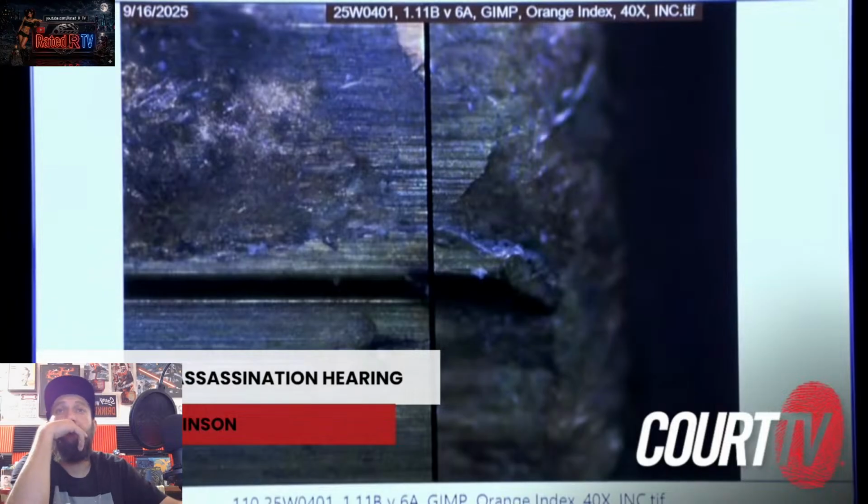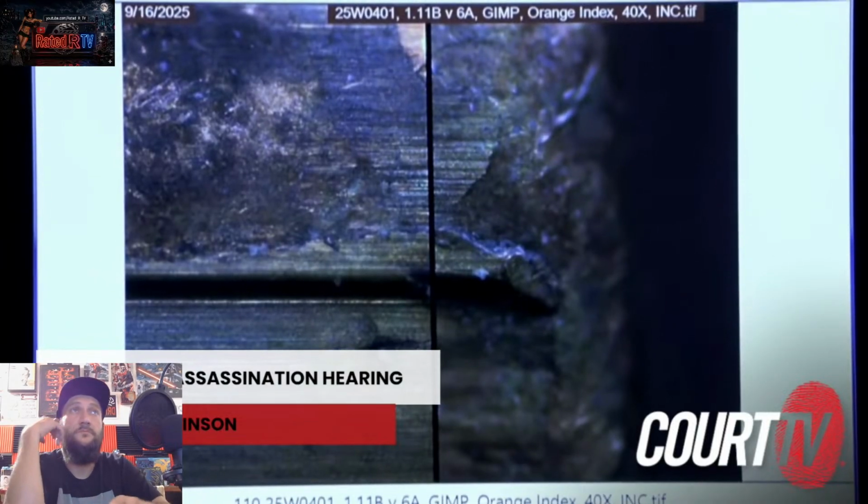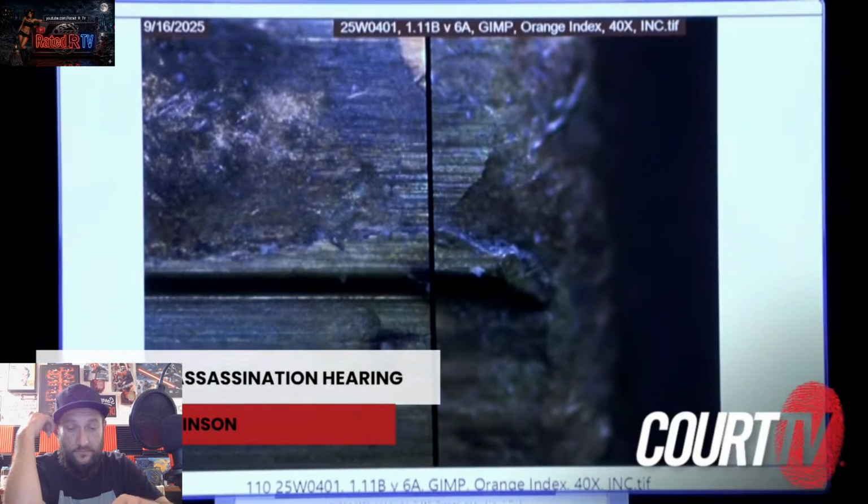How about this one? This is another zoomed in of the previous photo, focusing in on that bottom area of agreement. So we went from 30x to 40x and just highlighting one specific area, and this is showing you agreement.